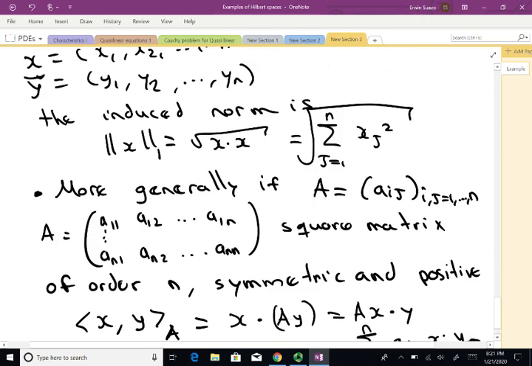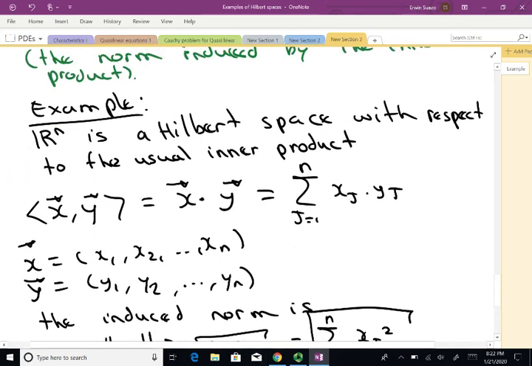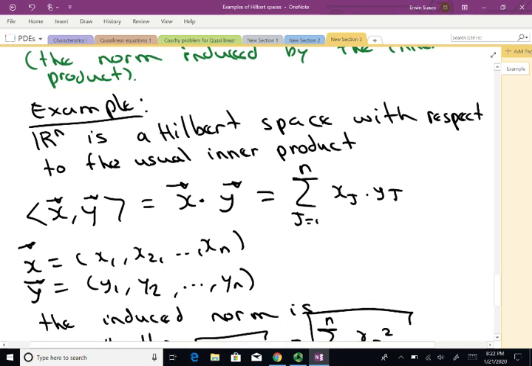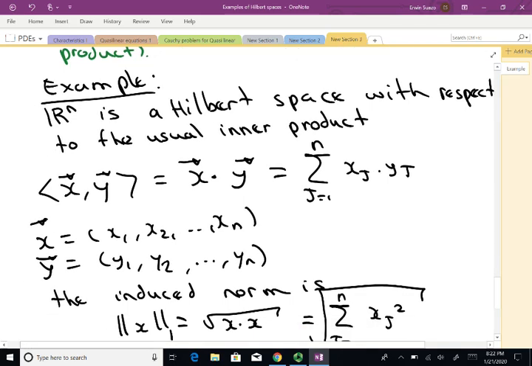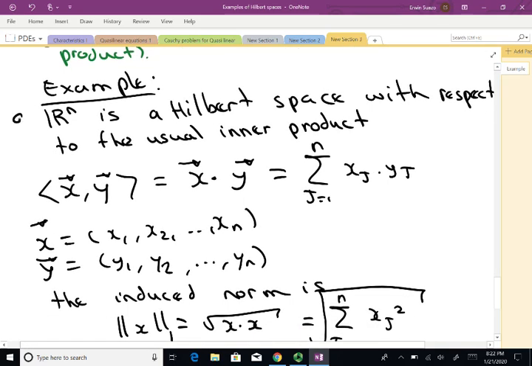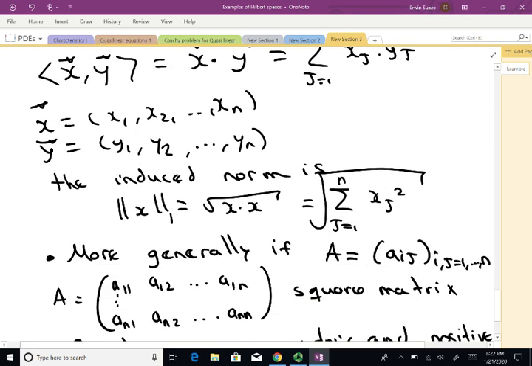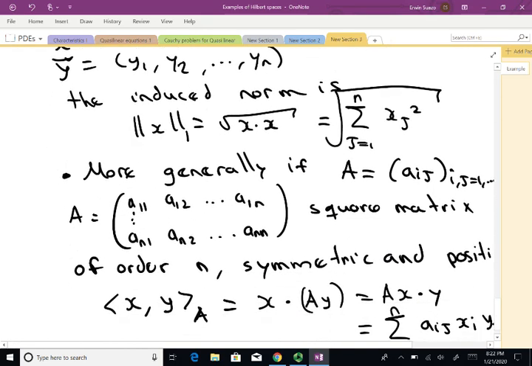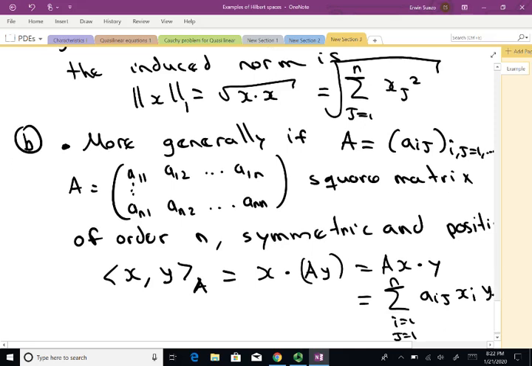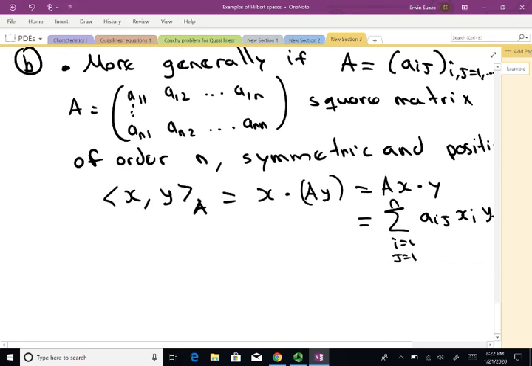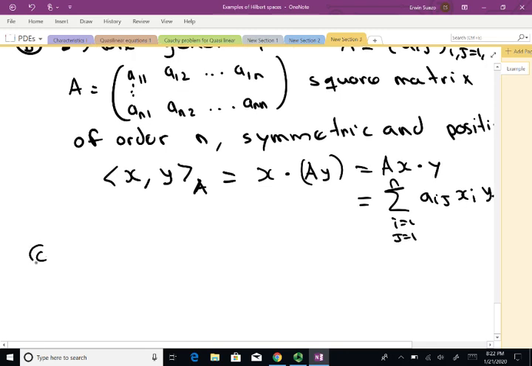So here you go. So you have Rn. So let's put A. Rn can be a Hilbert space with the normal norm of your calculus 3, but also you can choose any matrix and define a new inner product. Let's put another example.